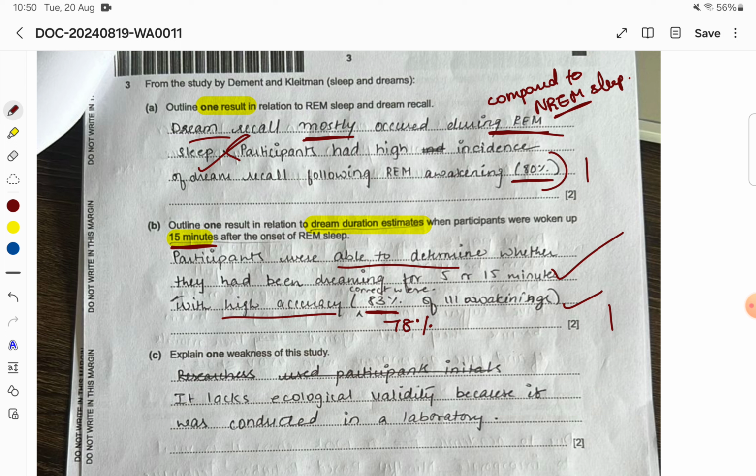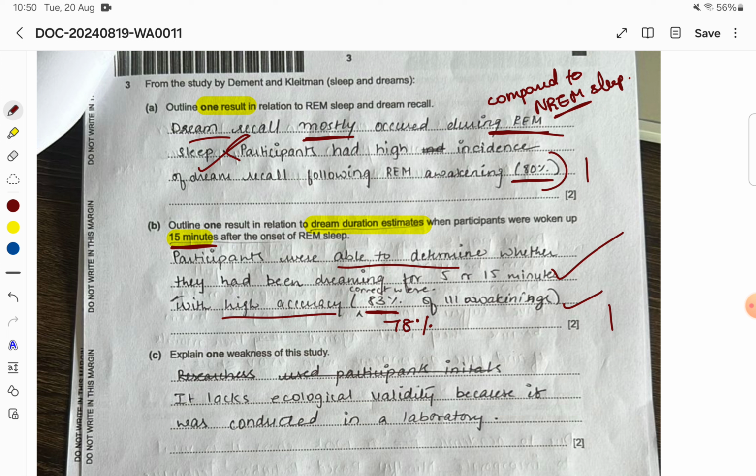either she should have given that, or she should have made at least some comparison and said that in 15 minutes they were worse in their estimate as compared to 5 minutes. In some way the result should have been made specific to 15 minutes, which she has not made. That's where she's losing a mark.